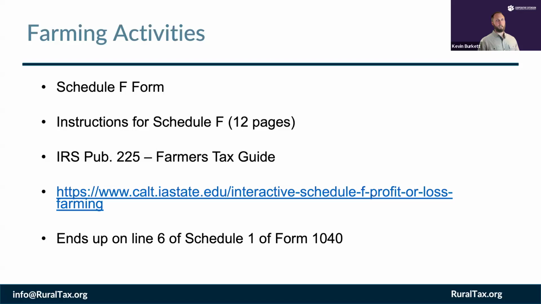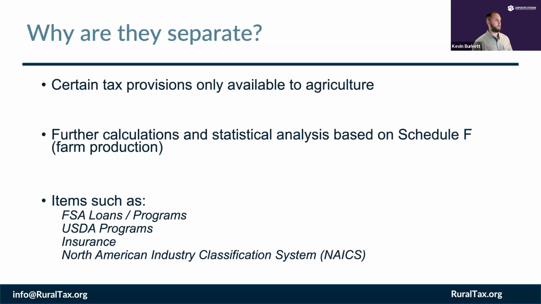The Schedule F activities that we report on that form end up on another form, which is Schedule 1 of the Form 1040. It ends up on line 6 of the Schedule 1, which is a summarization of our activities for the year. So if you had agriculture activities last year and filed a Schedule F, you should be able to track this through your return. That's why I wanted to mention some of that.